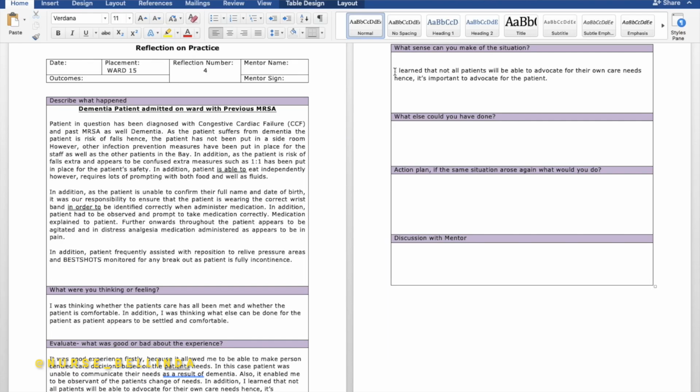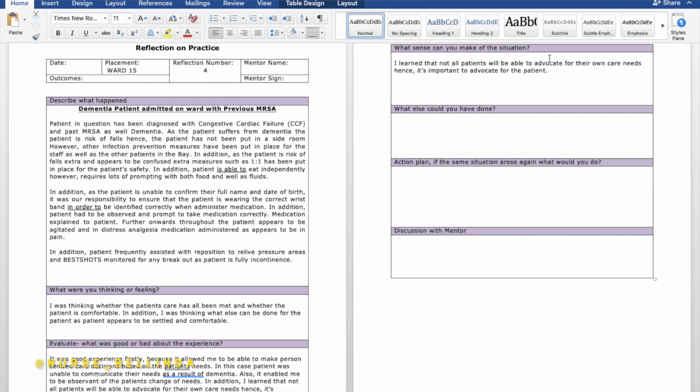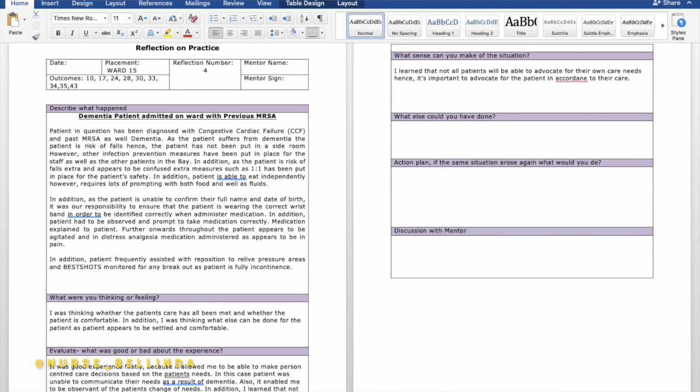So basically what I'm going to say in this situation is, I learned that not all patients will be able to advocate for their own needs. Hence, it's important to educate the patients in accordance to their care. So what else could you have done?